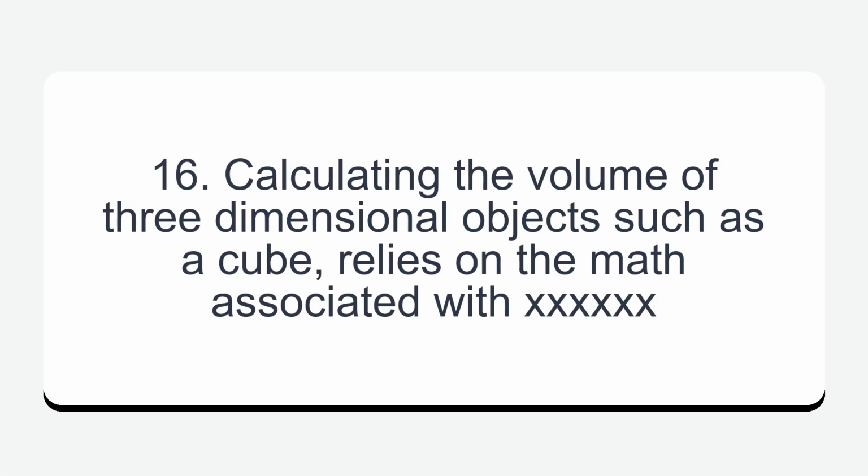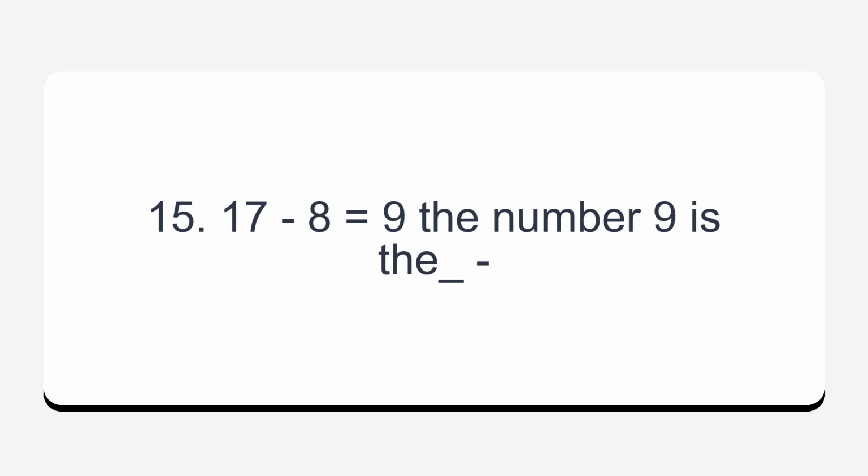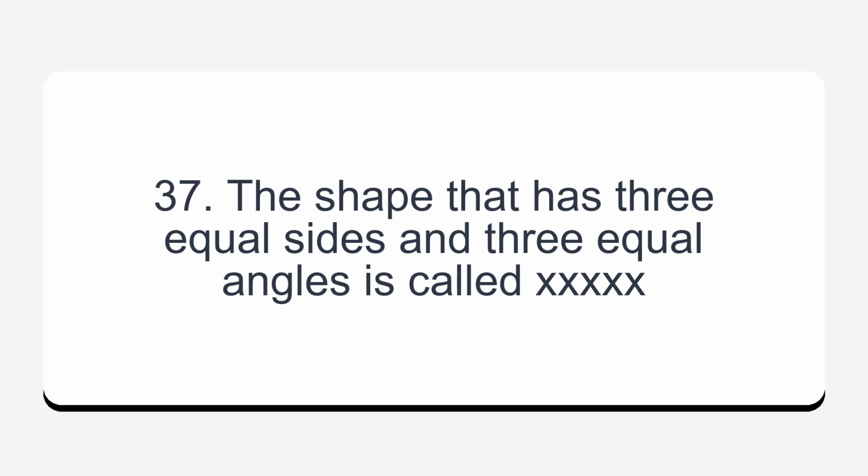16. Calculating the volume of three-dimensional objects such as a cube relies on the math associated with XXXXX difference. 15. 17 to 8 equals 9. The number 9 is the underscore equilateral triangle. 37. The shape that has three equal sides and three equal angles is called XXXXX force.